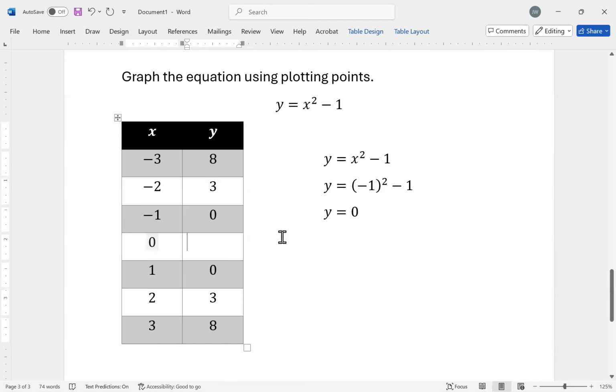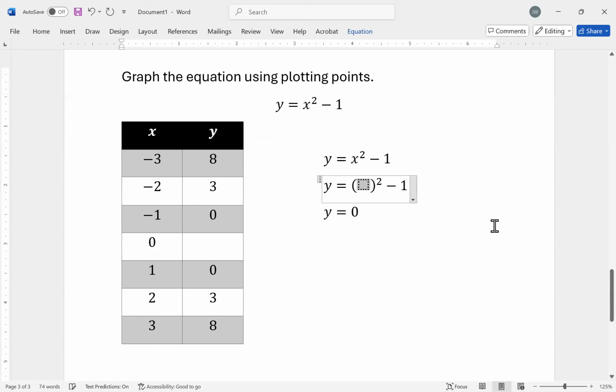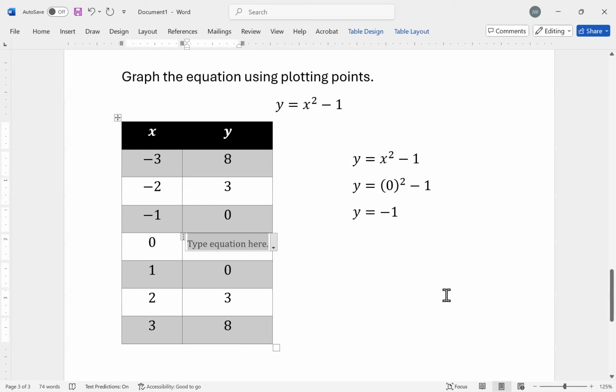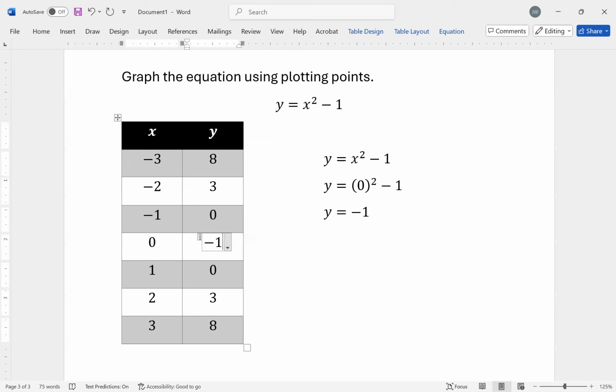Now the last x value that I'm going to plug in is a 0. 0 squared minus 1 is negative 1. So that gives me the point 0, comma, negative 1, a point which has x value 0 and y value negative 1. Let's go ahead and plot these points on my graph.